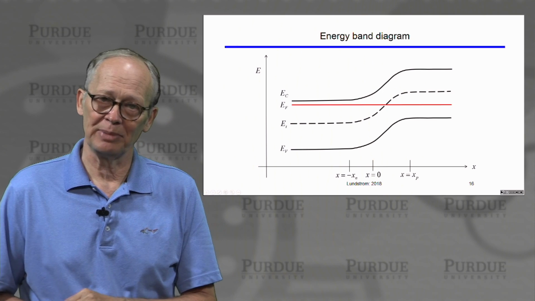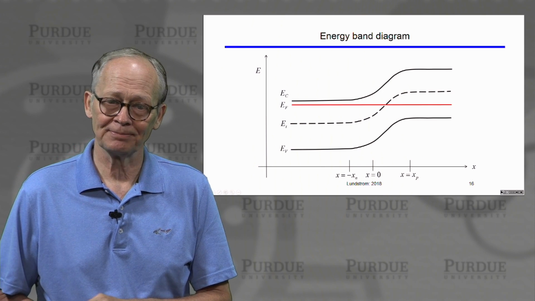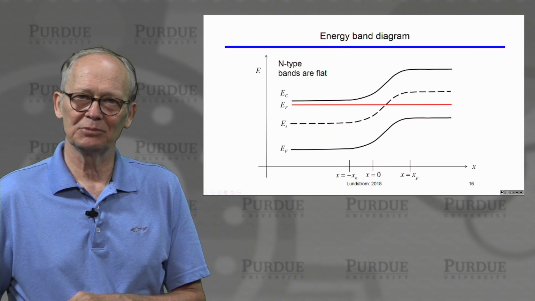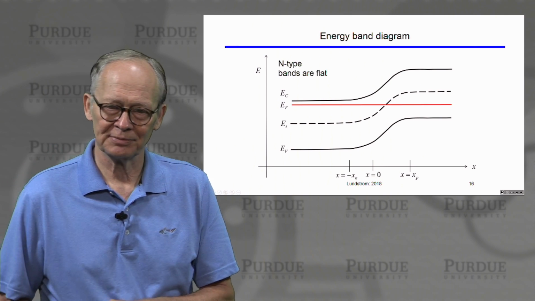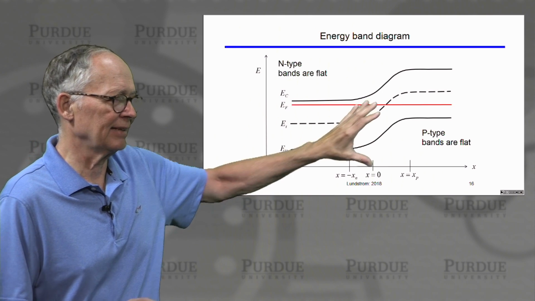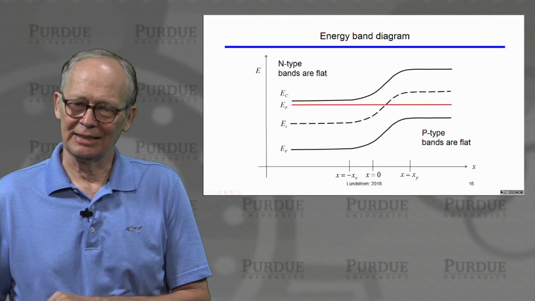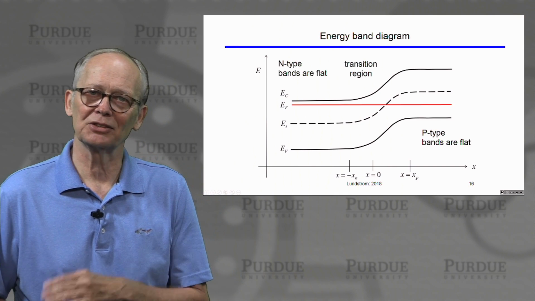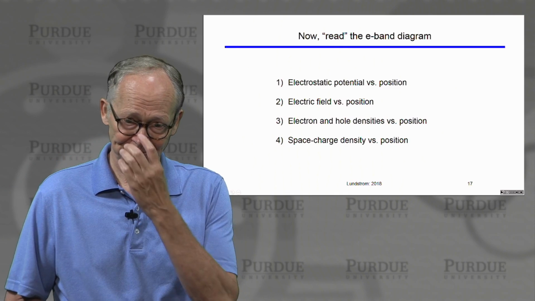This is our energy band diagram for a p-n junction, and we can read this energy band diagram and effectively solve the semiconductor equations. So, of course, the answer is easy out here in the N-type region where things are flat, and they're easy out here in the P-type region where the bands are flat. They get interesting in this transition region where things change.